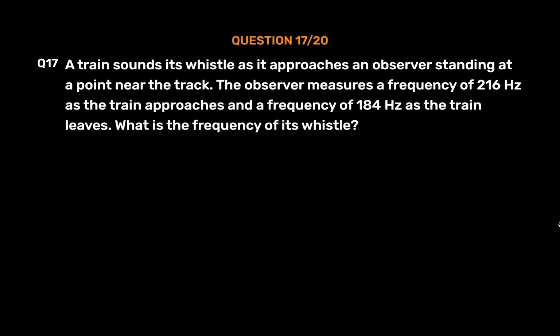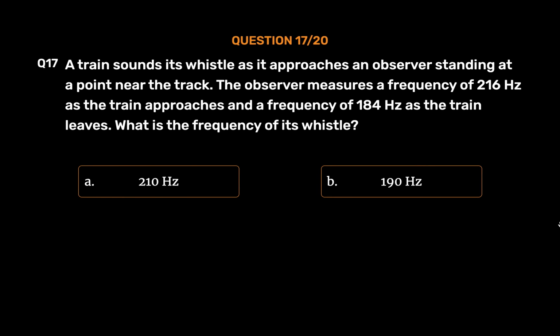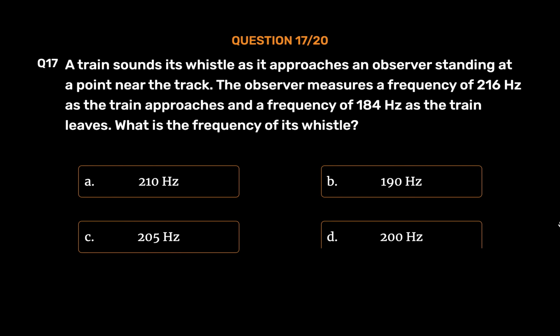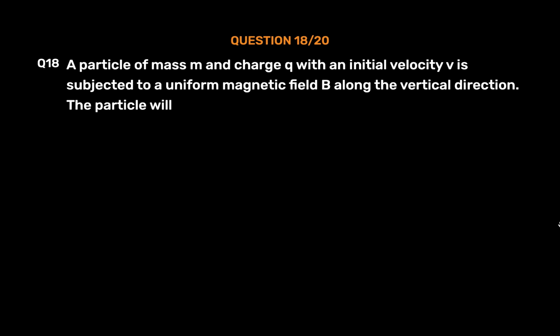Question number 17. A train sounds its whistle as it approaches an observer standing at a point near the track. The observer measures a frequency of 216 Hz as the train approaches and a frequency of 184 Hz as the train leaves. What is the frequency of its whistle? Option A. 210 Hz. Option B. 190 Hz. Option C. 205 Hz. Option D. 200 Hz. The correct answer is option D. 200 Hz.